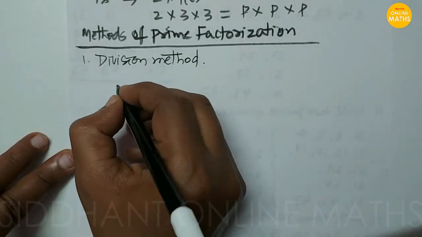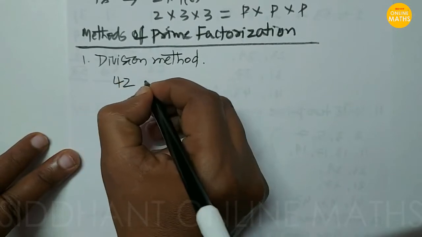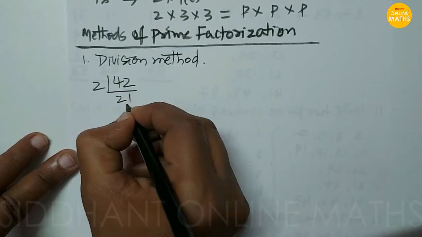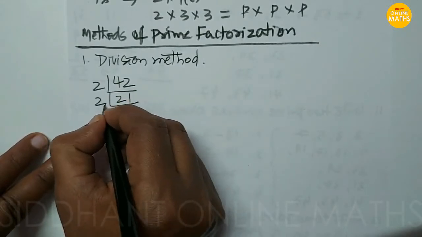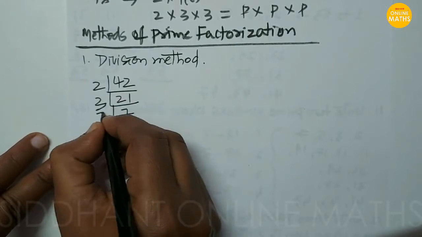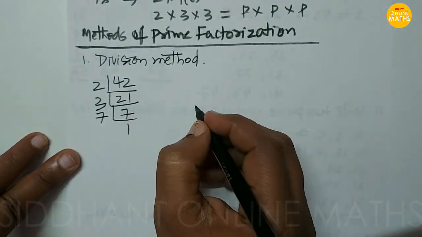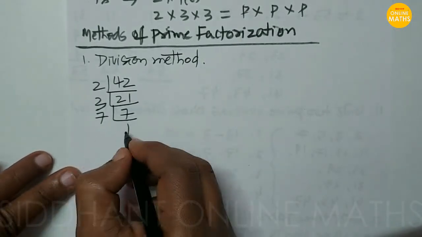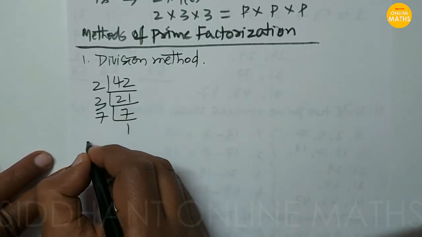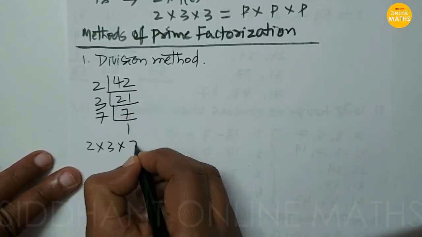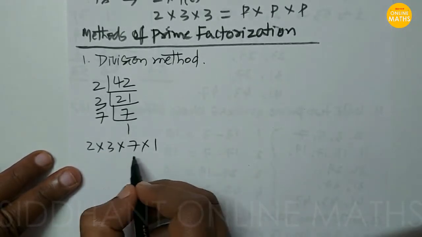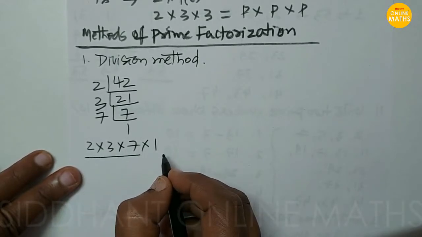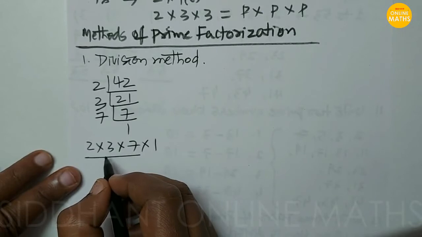Let's take an example like 42. So we are going to divide this 42. When you divide 42 by 2, you get 21, and when you divide by 3, it gives 7, and 7 divided by 7 gives 1. Now these numbers are the factors. When you multiply, you will get 42. So this will be 2 into 3 into 7 into 1. So we can say 2, 3, 7 are prime factors because these are prime numbers.